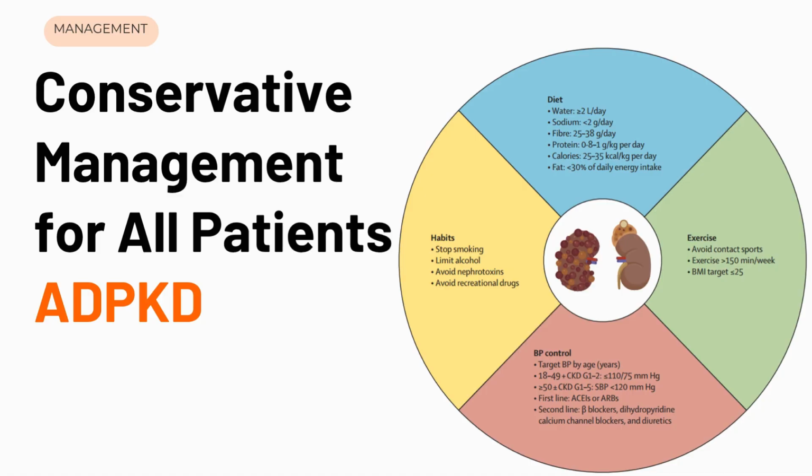Let's start with diet. We encourage adequate hydration, typically at least 2 liters per day to help suppress vasopressin. Sodium intake should be restricted to less than 2 grams per day. Protein intake should be moderate, around 0.8 to 1 gram per kilogram per day. And overall, a balanced diet with adequate fiber and controlled caloric intake is highly recommended.